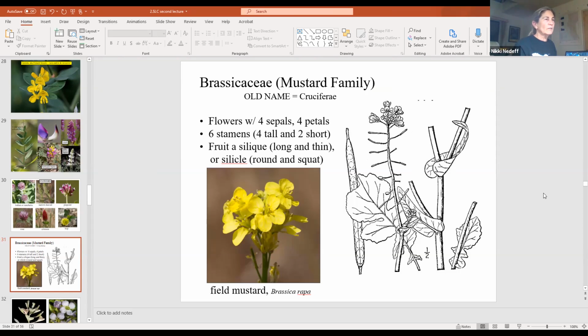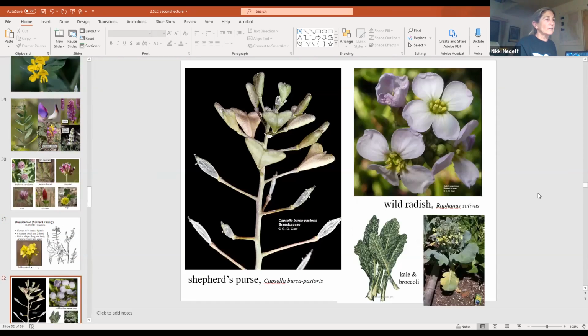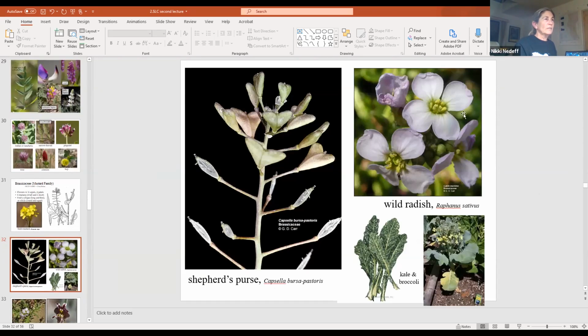There's acres and acres of this non-native mustard. Here's another, wild radish, non-native. We have this on the preserve. It's got 4 classic mustard-shaped flowers. Seeds are either kind of short and squatty or long and thin, like the shepherd's purse, these little cute things that open up along this middle vein to release the seeds.